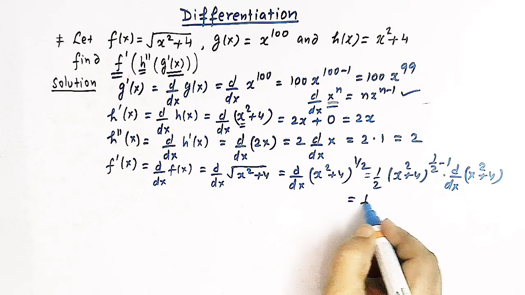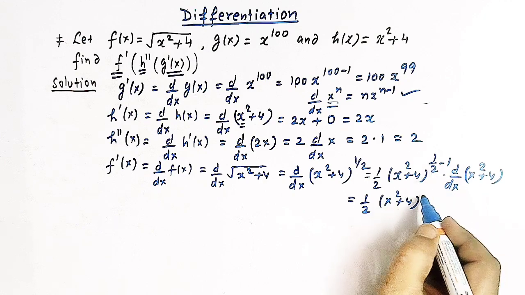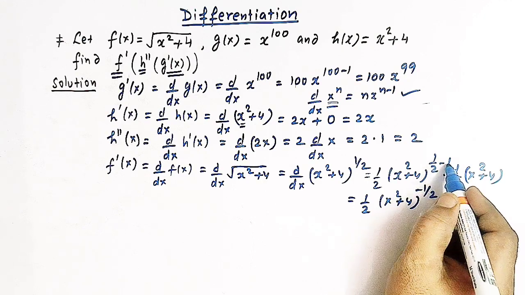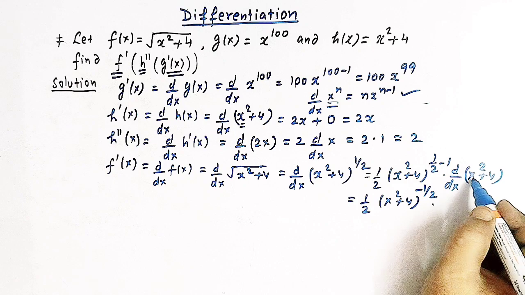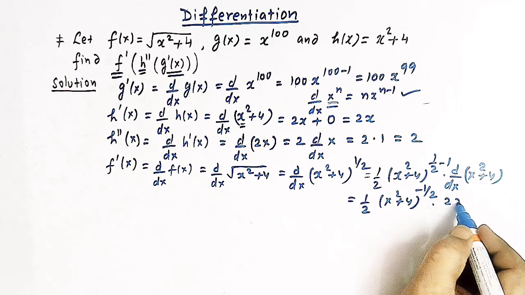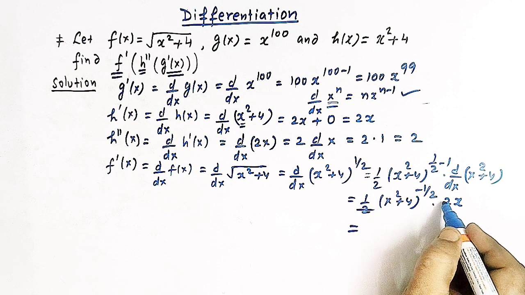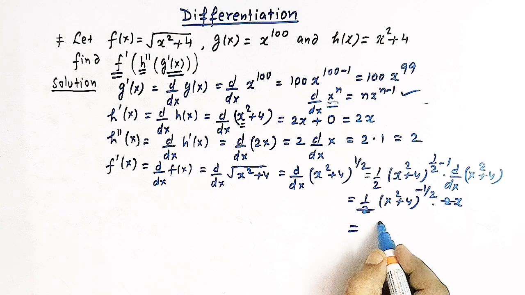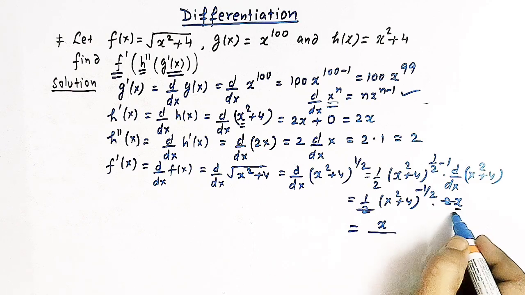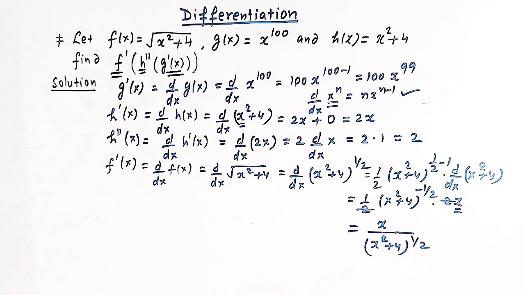So this is half, and we have x square plus 4 raised to minus half. Half minus 1 is minus half, and the derivative of x square plus 4 is 2x, right? Now this 2 and this 2 get cancelled, and we are left with x over x square plus 4 raised to 1 over 2.